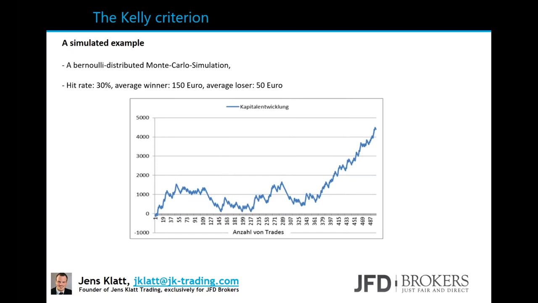This looks quite amazing, to be honest. Oh, by the way, this is German here. I have to adapt this. It's the number of trades here on the x-axis, and then here it's the capital growth. So we start with a 5,000 euro account, and we run this 500 times, so 500 trades. And this is the capital growth. Kapitalentwicklung is German for capital growth.